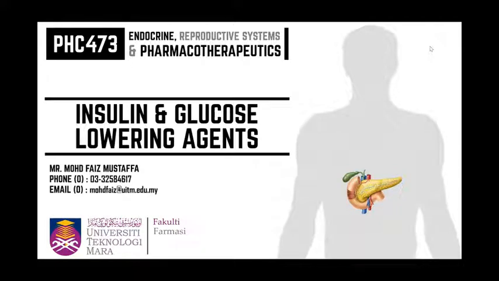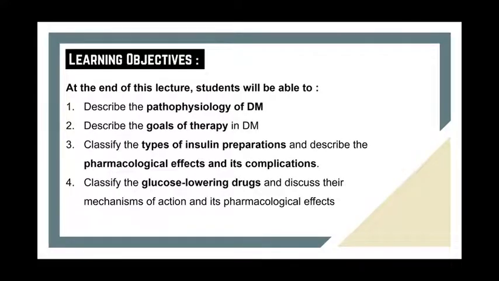Today, we will continue our PhD for 73 lectures. We will cover the insulin and glucose lowering agents. At the end of the lecture, you should be able to describe the pathophysiology of diabetes mellitus and describe the goal of therapy. Besides that, you need to identify the type of insulin preparation and describe the pharmacological effects and classify the glucose-lowering drugs and their mechanism of action, as well as the pharmacological effects.